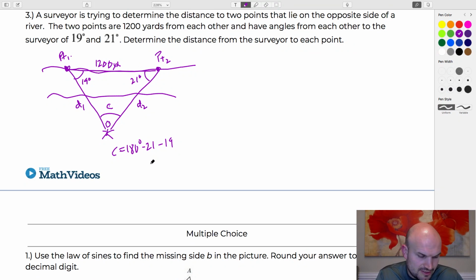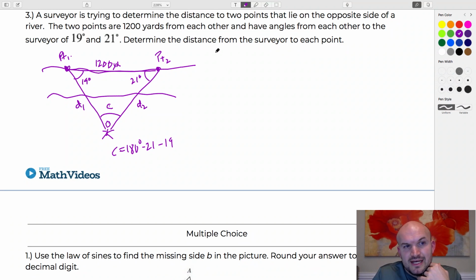I'm just going to type it in to make sure I'm not doing anything silly tonight. I can't even type in my calculator. Yeah, so anyways, I have 140. Therefore I can create the law of sines, right? We're going to find these two other side lengths, so I'm going to create a ratio with these side lengths compared to their opposite sides.